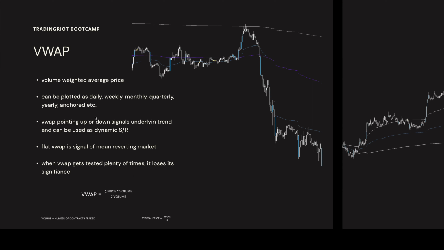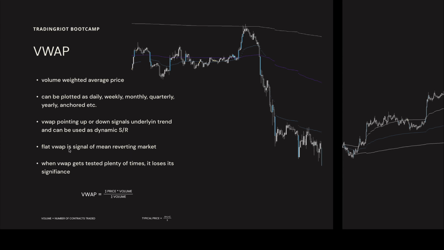If for any given day or period the VWAP is pointing up or down, it signals that the underlying trend is in play, and the VWAP can be used as dynamic support and resistance. This is basically one of the best ways to use VWAP, where you have a clean trend direction, and you are using it on bounces from it as support and resistance.